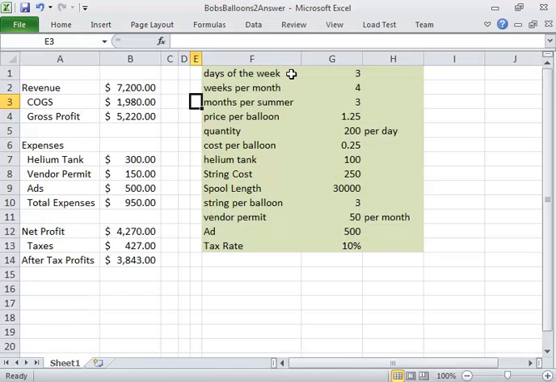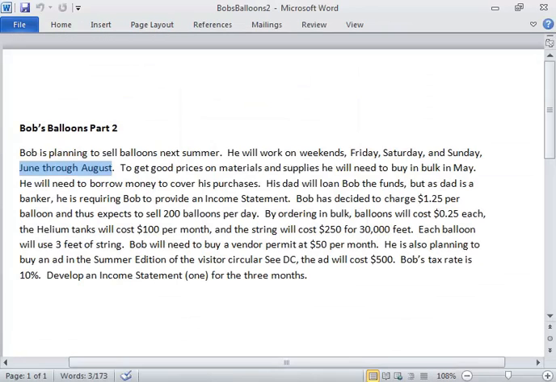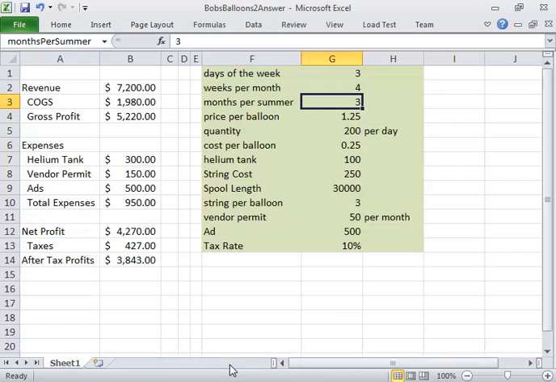So all of this over here are my facts of the case. Days per week, 3. Weeks per month, 4. Months per summer, 3. It further says that he's charging $1.25 per balloon, and he expects to sell 200 balloons per day. So I have to document those facts as well. He's going to sell the balloons for $1.25 each, and his quantity is 200 per day.